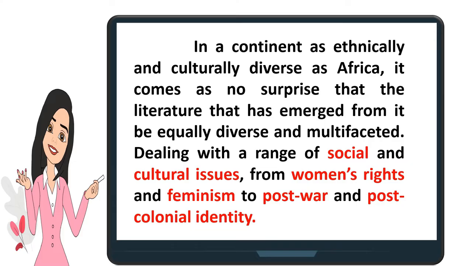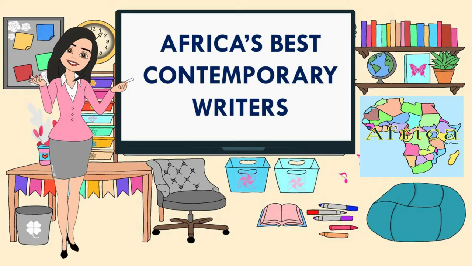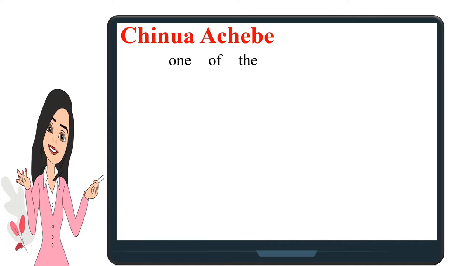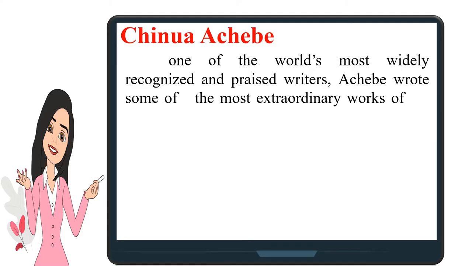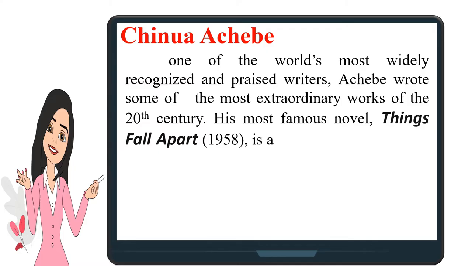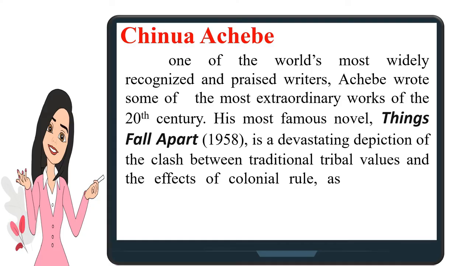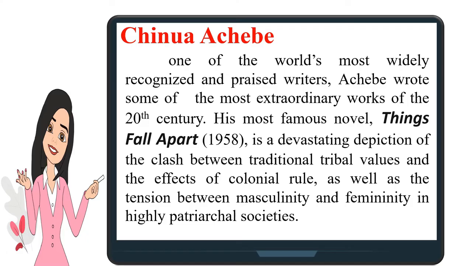Here are some of Africa's best contemporary writers. Number 1, Chinua Achebe, one of the world's most widely recognized and praised writers. Achebe wrote some of the most extraordinary works of the 20th century. His most famous novel, Things Fall Apart, in 1958, is a devastating depiction of the clash between traditional tribal values and the effects of colonial rule, as well as the tension between masculinity and femininity in highly patriarchal societies.